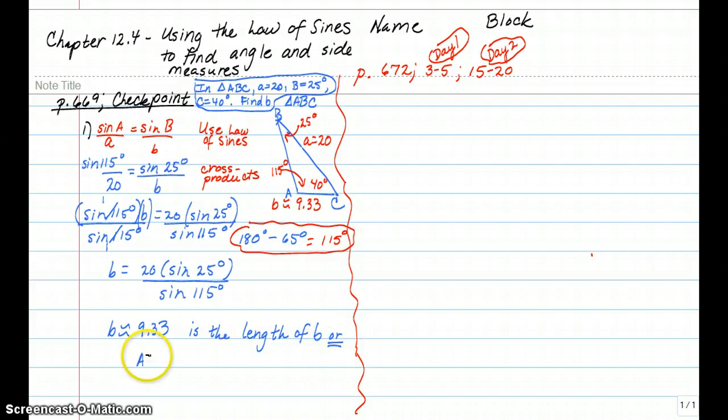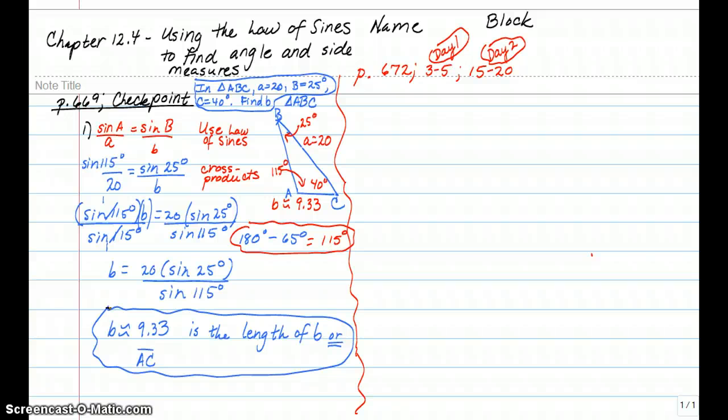B or segment AC. So again, it's just to have you make a little bit larger connection than if I just say B. So if they asked you for the length of AC, you would be perfectly able to find that because you can find the length of B.